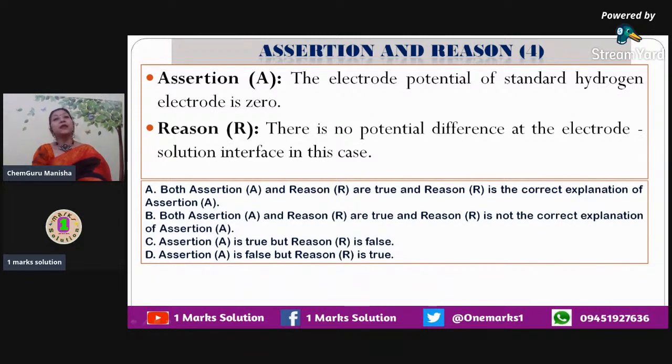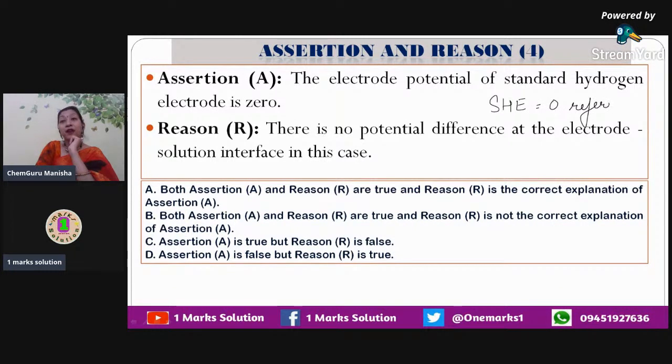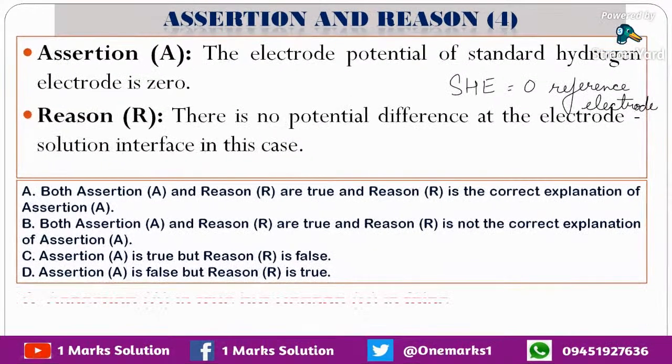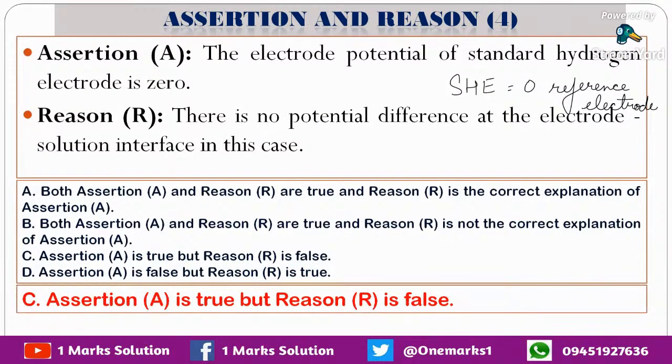The fourth assertion that we have is: the electrode potential of standard hydrogen electrode is 0. That's absolutely correct. We call this SHE. The electrode potential of this is 0 because it is also known as the reference electrode. And when we call it a reference electrode, the potential of it is 0. And the reason is: there is no potential difference at the electrode solution interface in this case. So that is not correct.